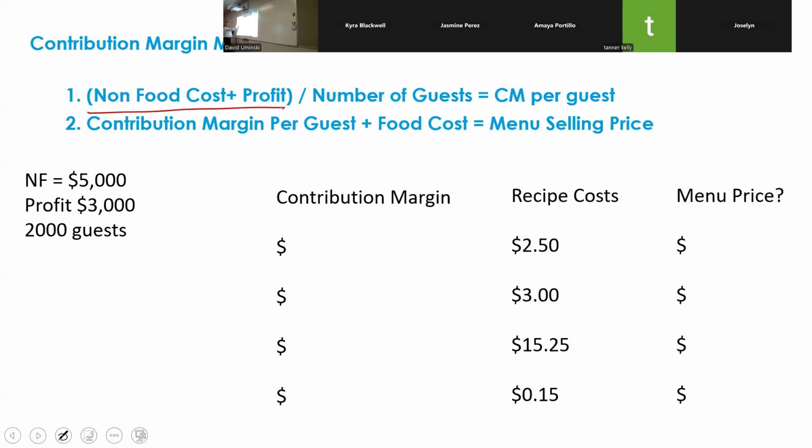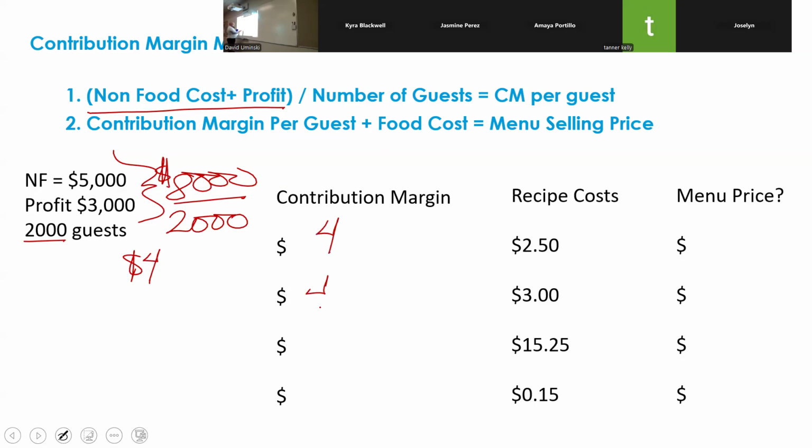So in this case, what's 5,000 plus 3,000? $8,000. And I'm going to anticipate 2,000 guests. So what is my contribution margin per guest? $4. Okay, so I add $4 because that $4 is going to cover my non-food cost and profit. And then this $2.50 is going to cover my food cost. And then I have all my costs and everything covered.